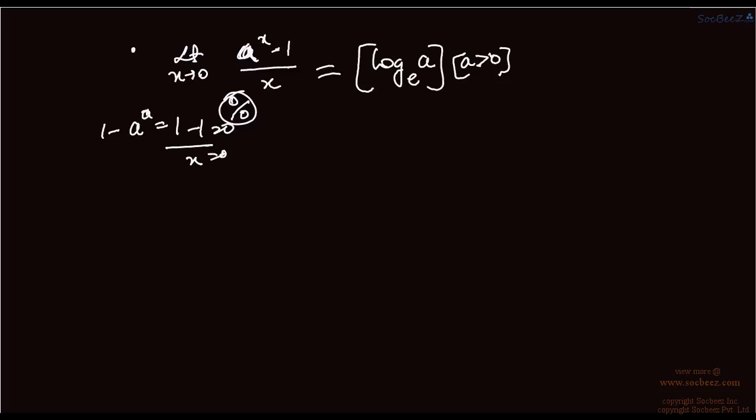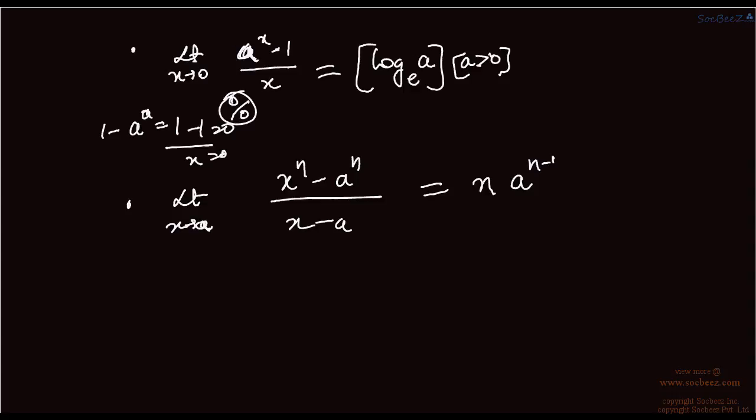Now, fourth form: limit x tends to a of (x to the power n minus a to the power n) upon (x minus a) is equal to n a to the power n minus 1. Example for this is (x square minus a square) upon (x minus a), limit x tends to a.